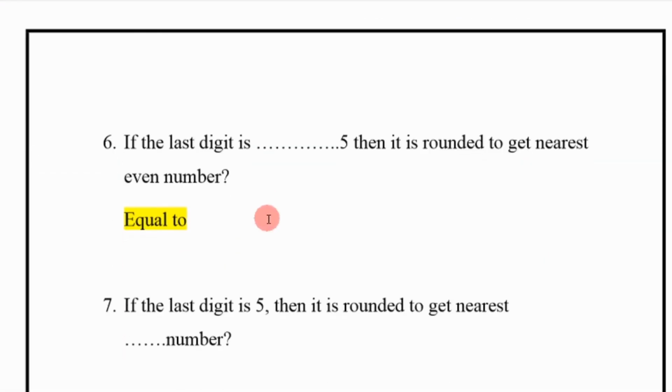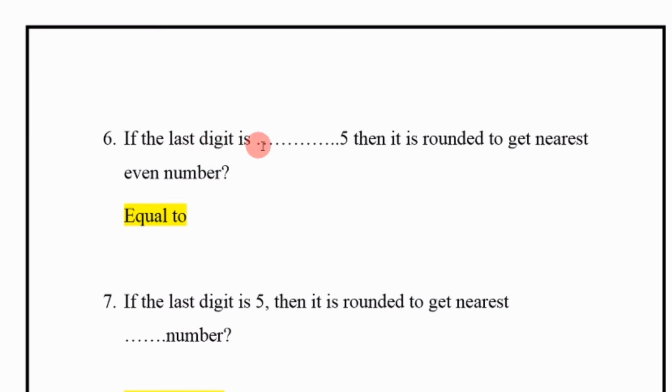Next, if the last digit is equal to 5, then it is rounded to get the nearest even number.